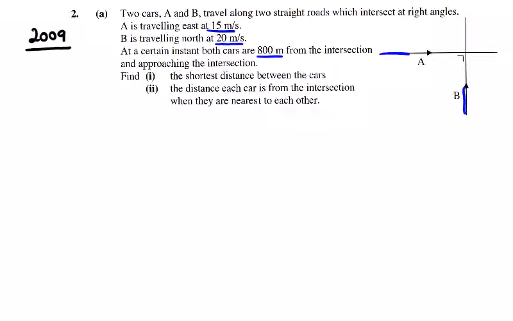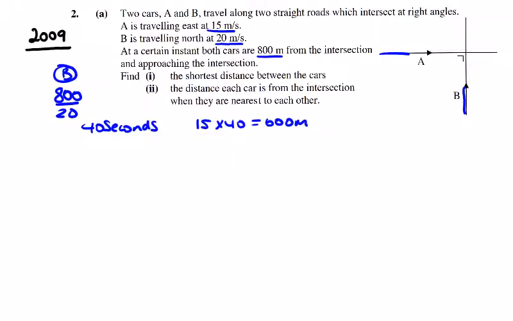Okay, B will get there first, won't he, because he's traveling quicker. How long is it going to take him? 800 over 20. This is for B. It's going to take him 40 seconds to get to the junction. A in that time will have traveled 15 by 40, 600 meters. So we have a diagram here where A is 200 meters away from B.